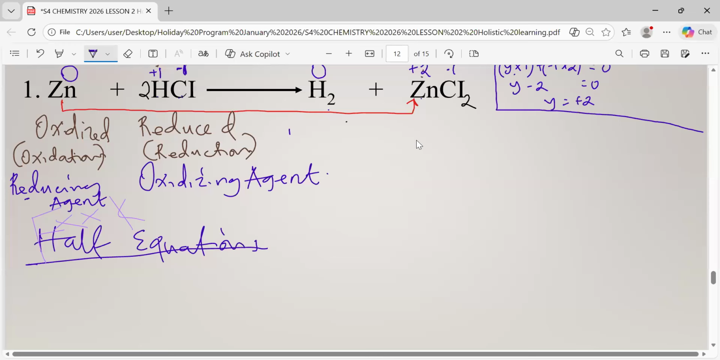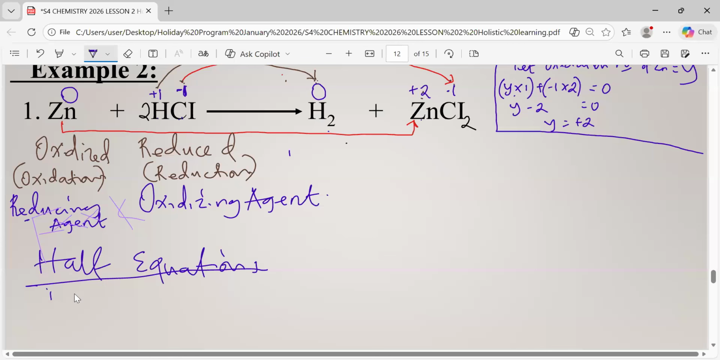The half equation. So we're going to start with the one for oxidation and then the one for reduction. Yes, okay, for oxidation. We'll have you just look at these ones.